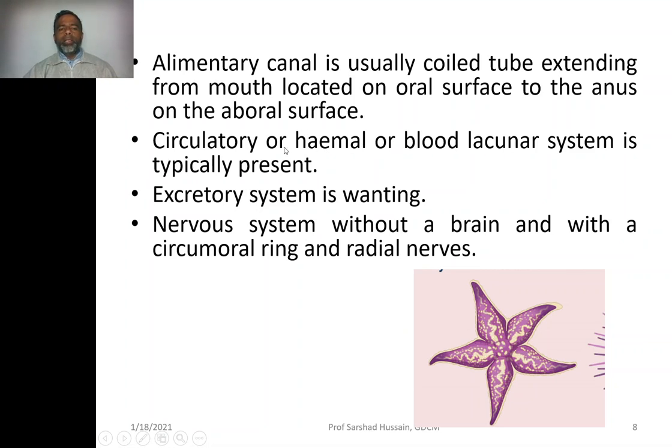Circulatory or hemal or blood lacunar system is typically present. Excretory system is not present. Excretion takes place through the movement of water from inside to the outside of the body through the water vascular system. Nervous system without a brain. They don't have a brain, but they have a ring called the circumoral ring around the mouth, and then the radial nerves going to each arm like the radii.